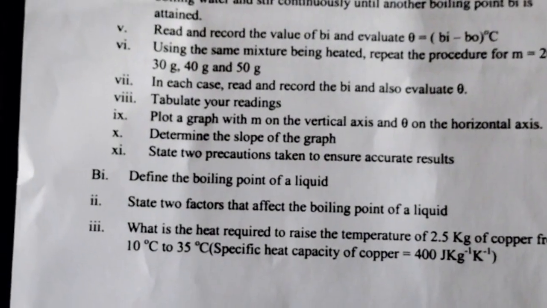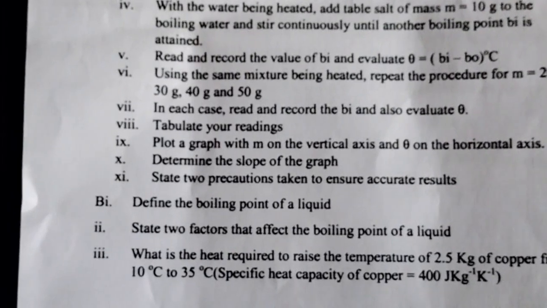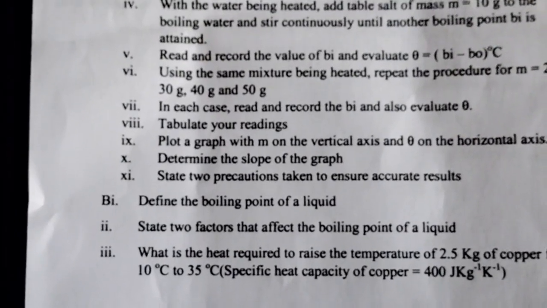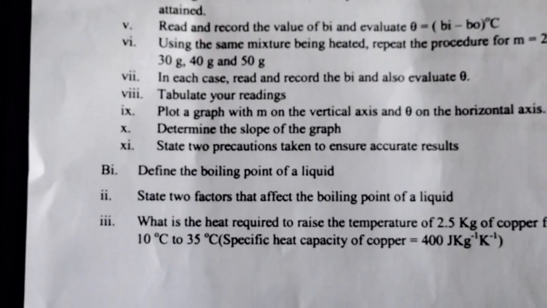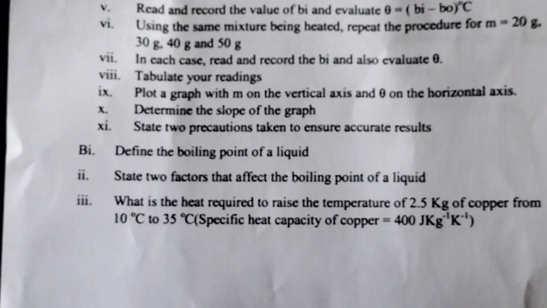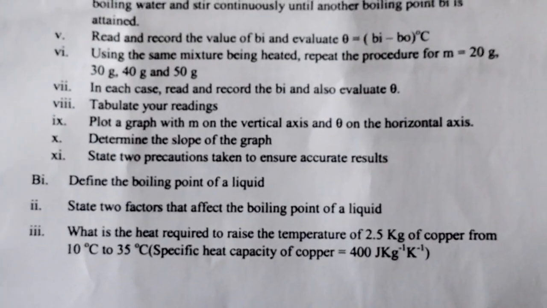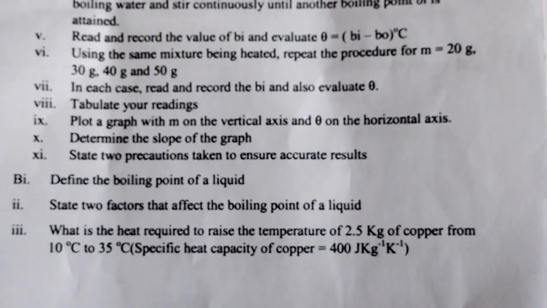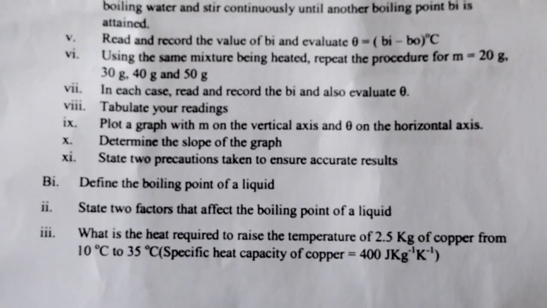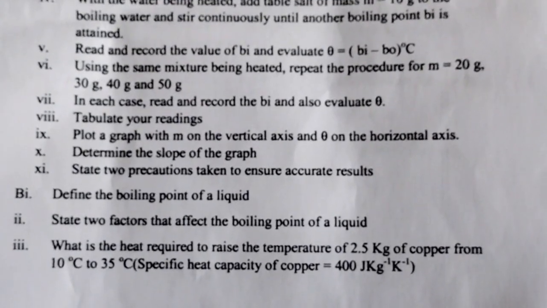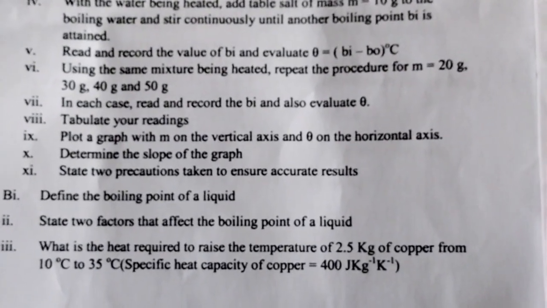Then question B: I. Define the boiling point of a liquid. II. State two factors that affect the boiling point of a liquid. III. What is the heat required to raise the temperature of 2.5 kg of copper from 10 degrees Celsius to 35 degrees Celsius? Specific heat capacity of copper equals 400 joule per kilogram per Kelvin.